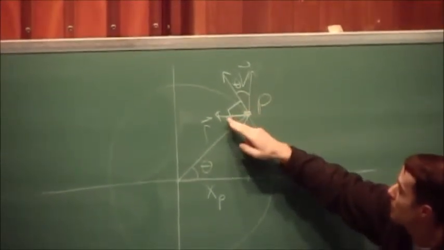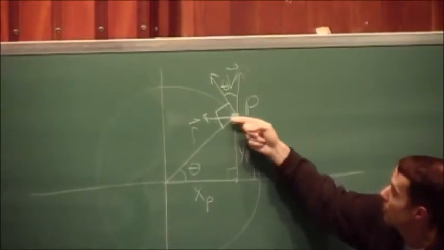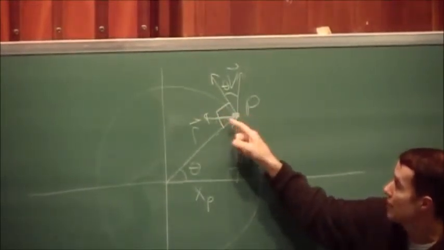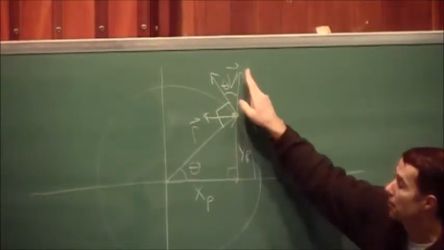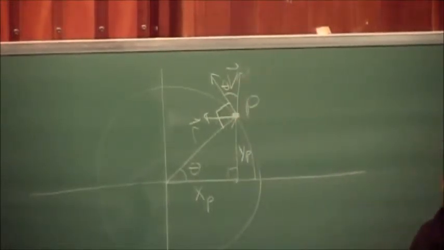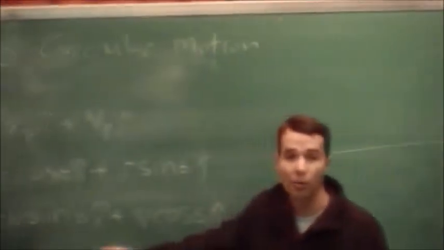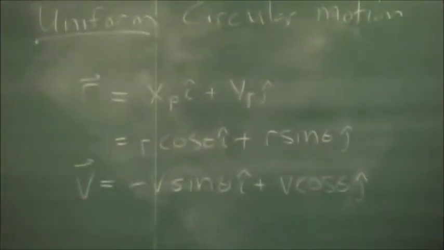But now this is going to be the opposite, but it's in the negative direction, so I'm going to get minus v times the sine of theta, and plus v times the cosine of theta. And that's all I did here, breaking this velocity vector into components. Okay?